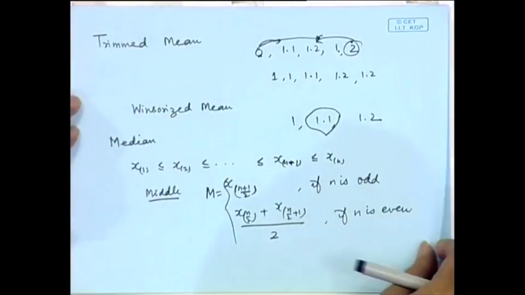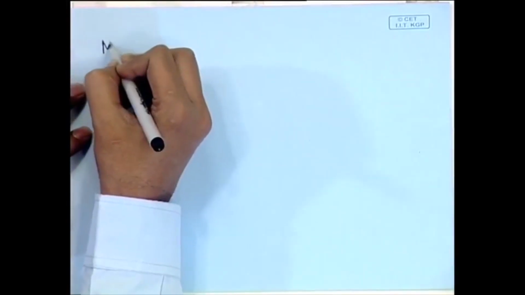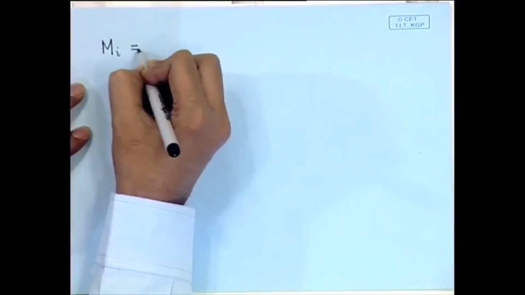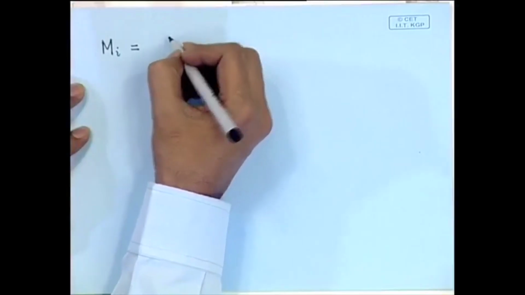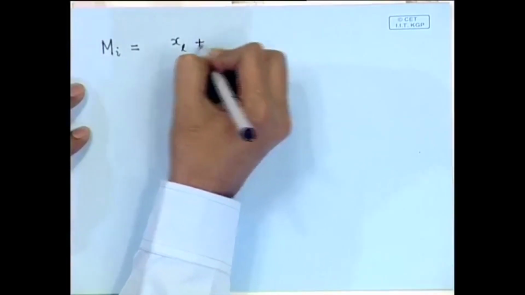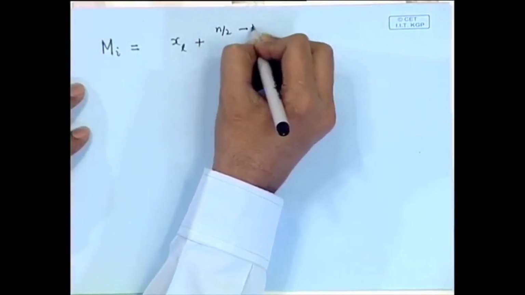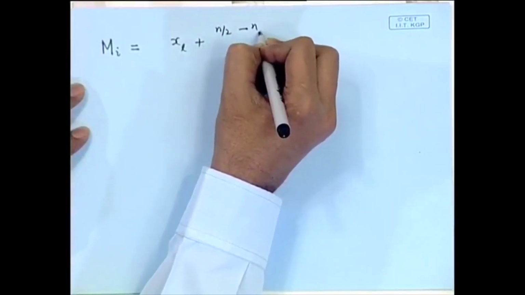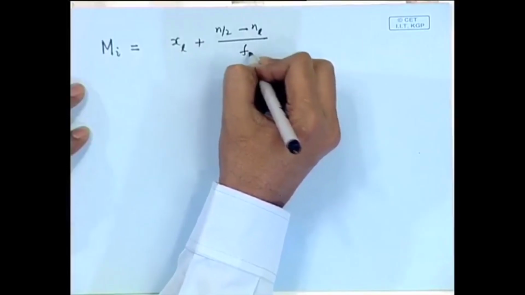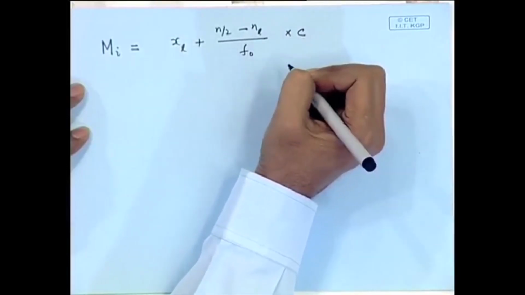So, when we have raw data, we can order them in a sequence and find out the median using this technique. However, if I have a frequency distribution, then one may consider the following. It is written as the median m is equal to x L plus n by 2 minus n L divided by f naught into C.